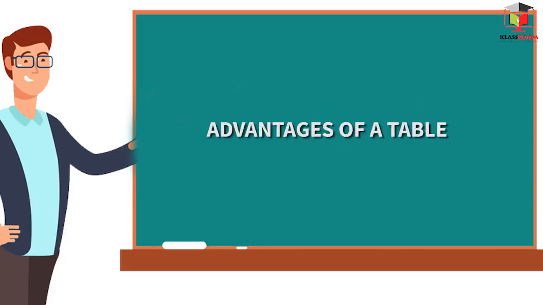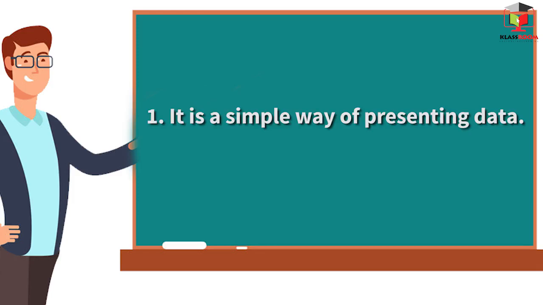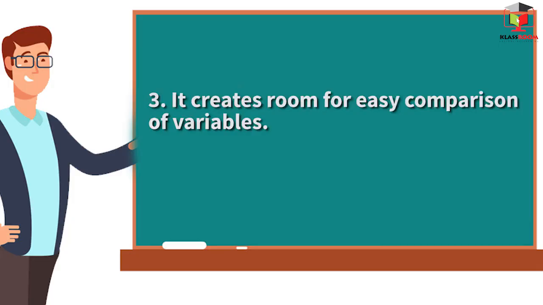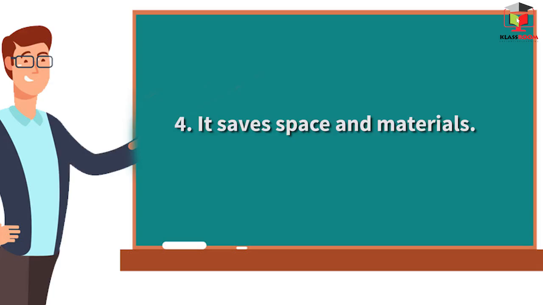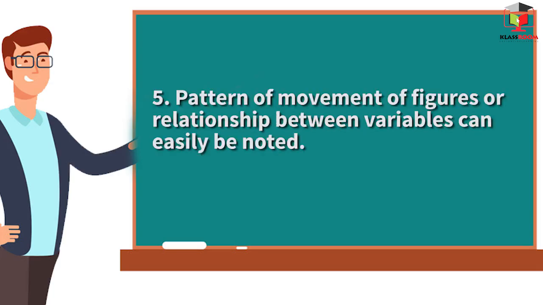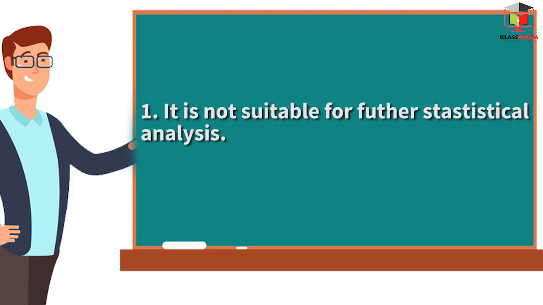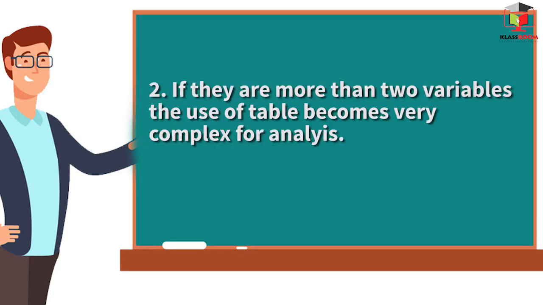Advantages of a table. 1. It is a simple way of presenting data. 2. It's very clear and easy to understand. 3. It creates room for easy comparison of variables. 4. It saves space and materials. 5. Pattern of movement of figures or relationship between variables can easily be noted. And 6. It helps in data interpretation. The disadvantages of a table are: 1. It is not suitable for further statistical analysis. 2. If there are more than 2 variables, the use of a table becomes very complex for analysis.